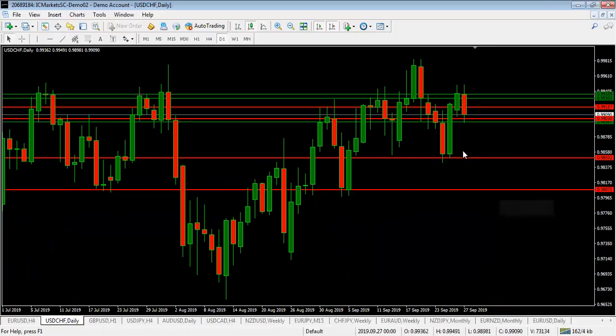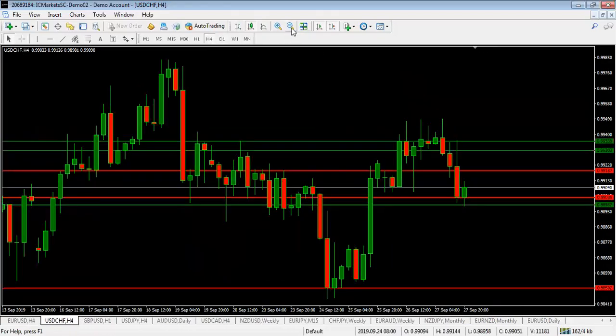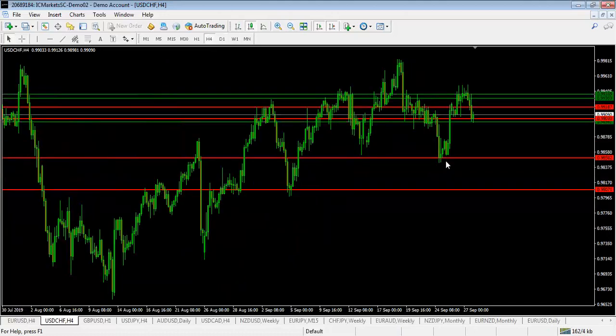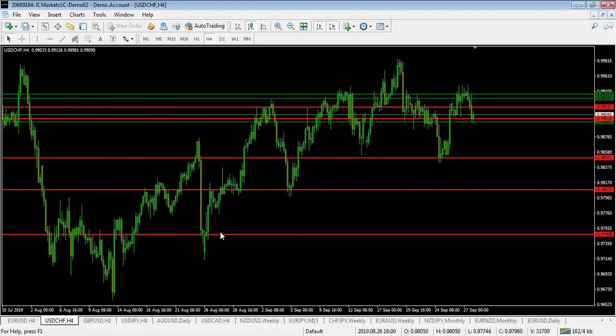Okay, that will be my second target. If the market breaks this level, I will adjust my stop loss some pips above. My next take profit will be at this level. Let me go to 4 hour. Okay, at this level, as you can see here, we have a support. If the market breaks this level, the next target will be somewhere around this level. This is a support level. So my first target, second target, and third target.